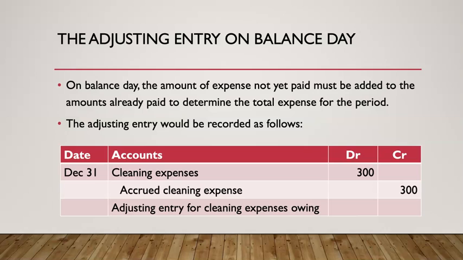I also need to record a credit, and my credit is the part of the balance day adjustment where I create the liability. Our liability is accrued cleaning expense, which is a liability. Liabilities increasing are credits. We know a narration is always required, and this is a balance day adjustment. So the narration is going to start with adjusting entry, and we're going to say for cleaning expenses owing. So if it's wages, it might be adjusting entry for wages owing or advertising owing. We don't need to say the amount because it's clearly defined in the numbers.